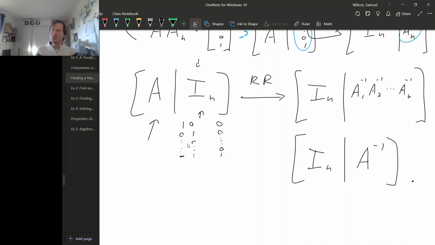So all we need to do to calculate an inverse is take the matrix we want the inverse of, augment it with the identity, row reduce until we have the identity on the left, and the inverse matrix will be sitting on the right of our augmentation. All right, so that's a pretty slick trick. So let's actually try it out.